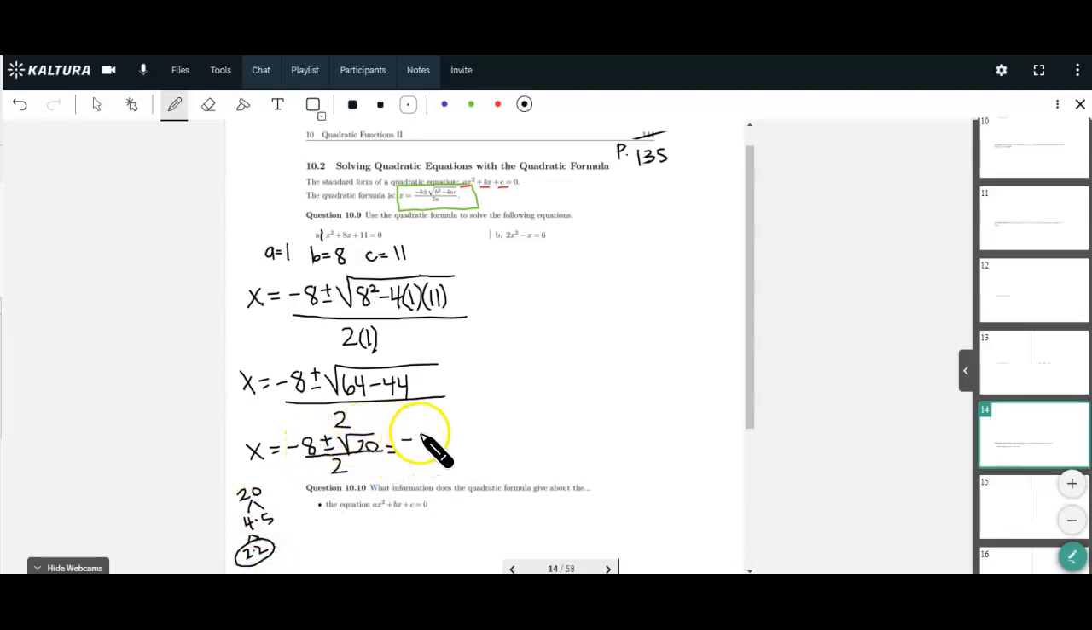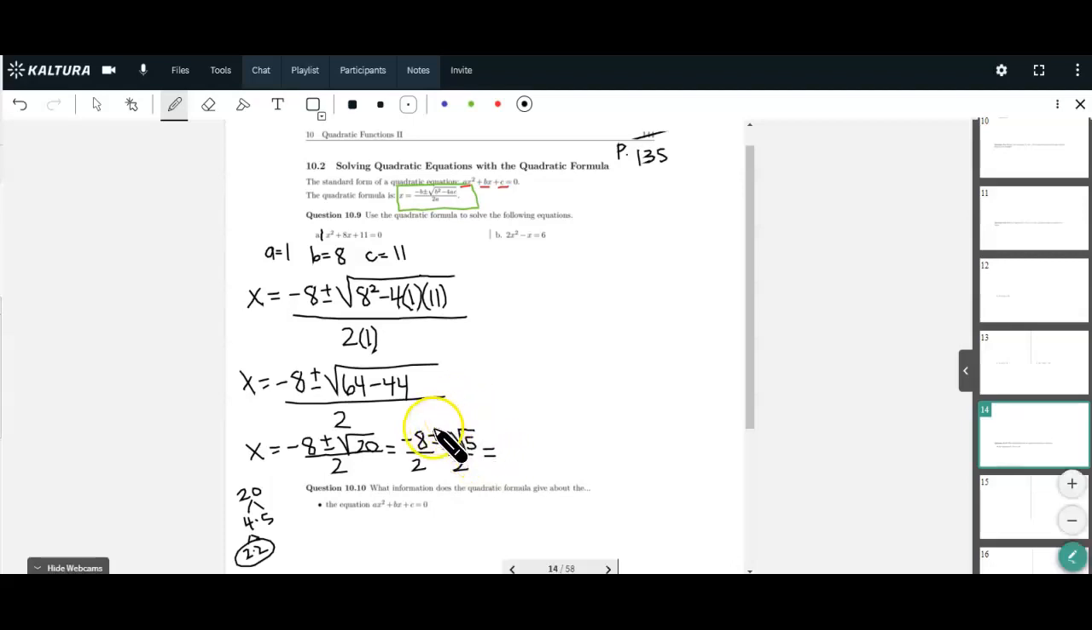So we still have -8 plus or minus 2 gets to come out, so 2, and then 5 has to stay inside because it doesn't have anybody to pair up with, and then all over 2. But I'm going to break this up, so when it's saying all divided by 2, that means we're really dividing both terms by 2. So I'm going to write it this way, because that might make it a little bit easier to see when we simplify it.